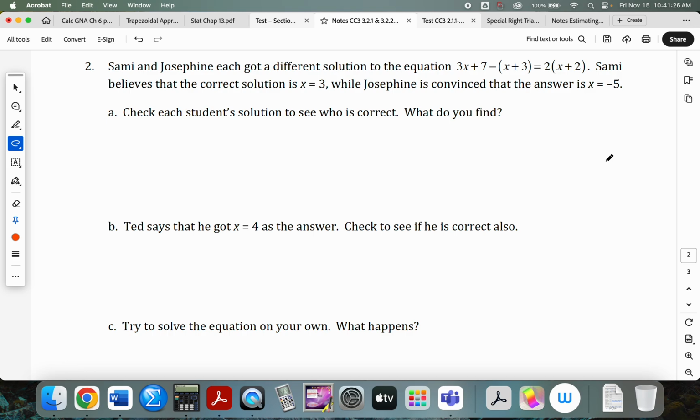Moving on. So Sammy and Josephine each got a different solution to this. Sammy believes that the correct answer is 3, while Josephine is convinced that the correct answer is negative 5. Check each student's solution to see who is correct. To save ourselves some time, you and your shoulder partner each pick one of them to check. Okay? So, one of you check if the answer is 3. The other one check to see if your answer is negative 5. Go.